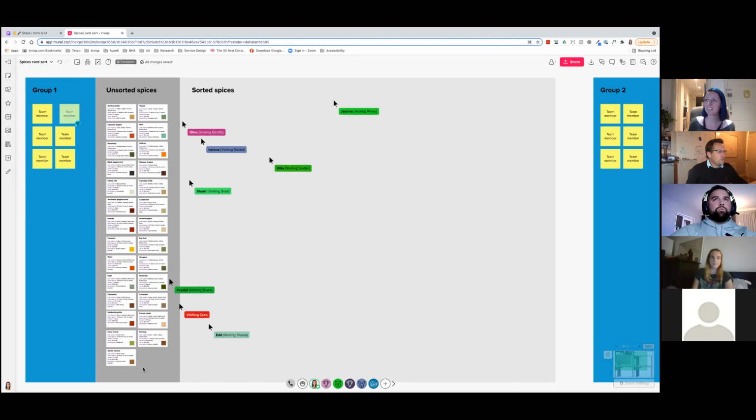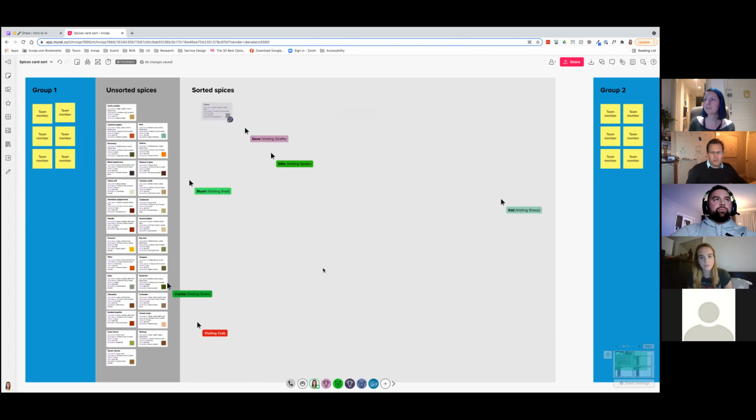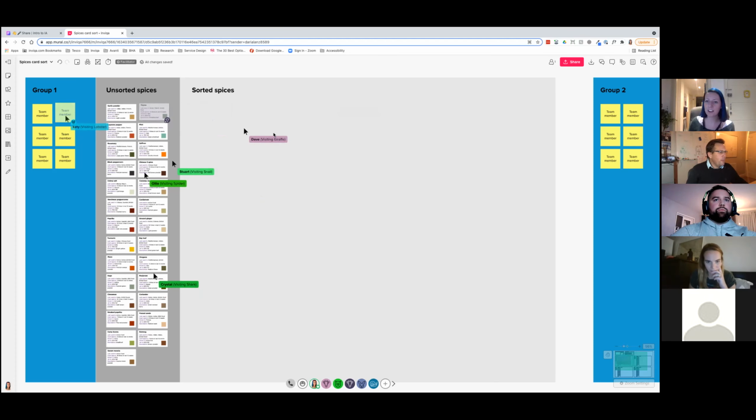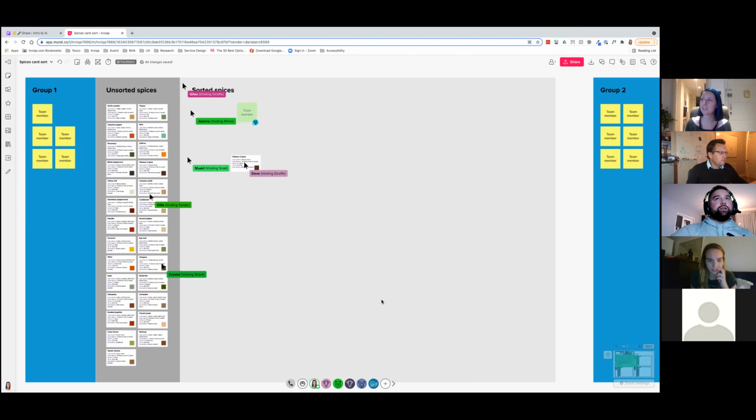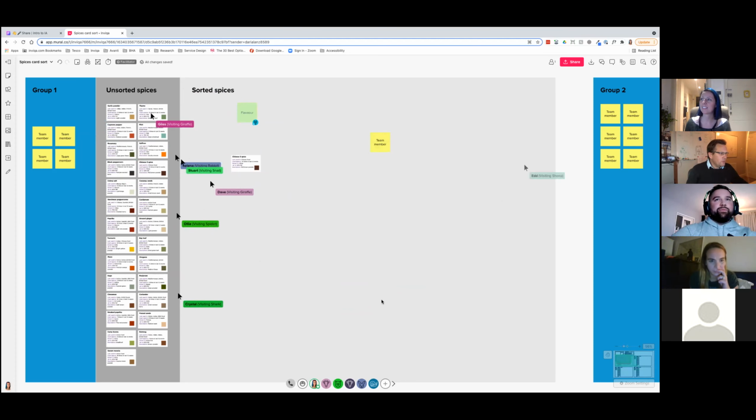So are we just dragging all these and dropping them onto sorted groups? Yeah, you've got your light gray area over here where you can start to group them. Grab them from the unsorted area and pull them. Can we create headers with the stickies? Yep, please do. Okay, let's all just start grabbing some and moving them across.